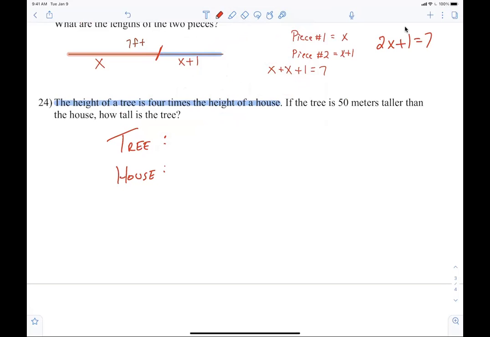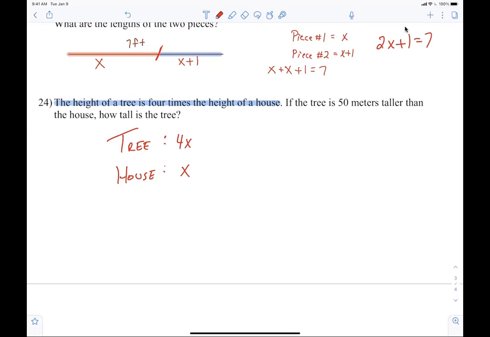The tree is x plus 50. I don't think so. Read the first sentence again. The height of the tree is 4 times. So the tree is being related to the house. Do you agree with this? So do I have any idea how big the house is? So what is that? X. Brilliant. And what's the height of the tree? 4x. You're amazing.